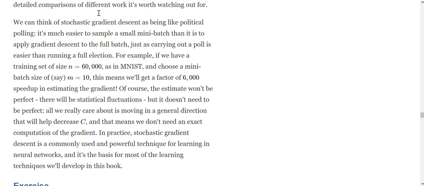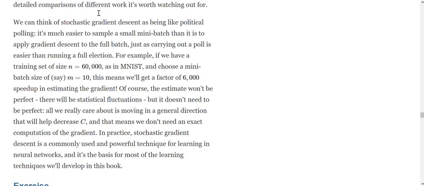That's a good analogy. For example, if we have a training set of 60,000 as in MNIST and choose a mini batch of m equals 10, this means we'll get a factor of 6,000 speed up in estimating the gradient. Of course, the estimate won't be perfect. There will be statistical fluctuations, but it doesn't need to be perfect. All we care about is moving in a general direction that will help decrease C. And that means we don't need an exact computation of the gradient.